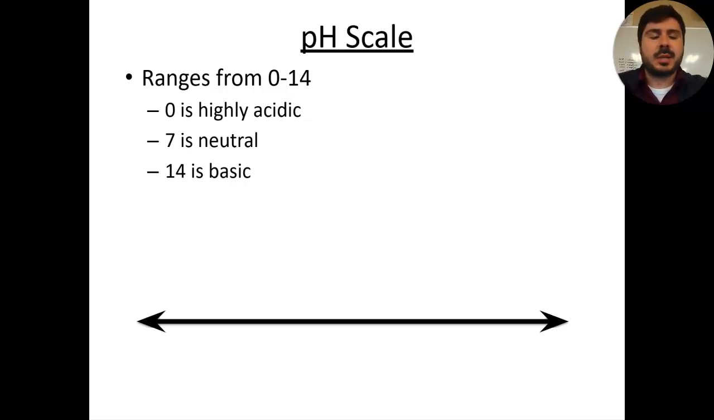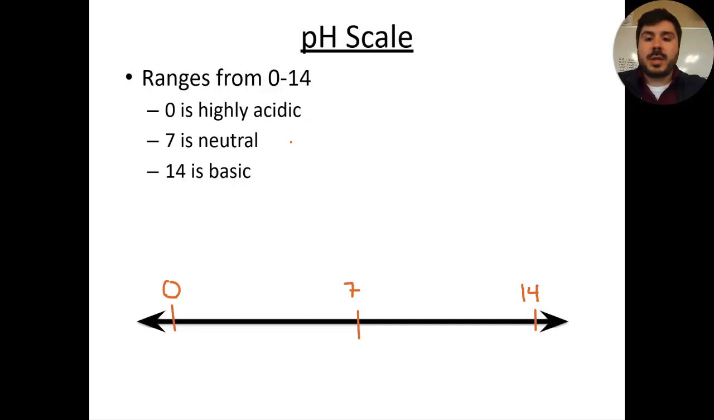Now the pH scale. That's going to be the thing that you guys deal with the most here, or have dealt with in the past the most. The pH scale, of course, in the dead center is 7. All the way over to the right is going to be a 14. And all the way to the left is going to be a 0.